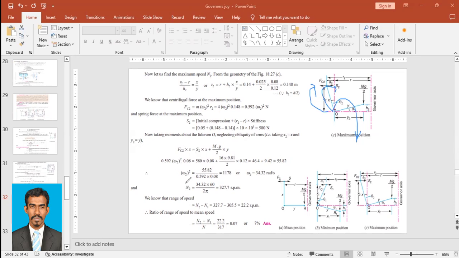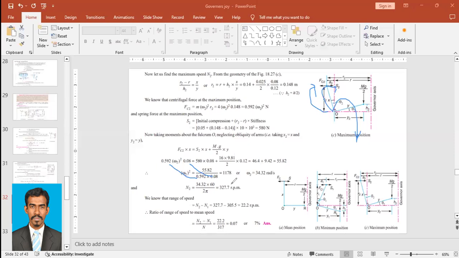Okay. So omega 2 squared is equal to 55.82 upon 0.592 into 0.08. When we solve it, we will have 1178. Omega 2 squared is equal to 1178, and therefore omega 2 is equal to 34.32 radian per second. So if omega is 34.32 radian per second, we can find N2, that is in RPM: 34.32 into 60 by 2 pi, which is equal to 327.7 RPM. So this is N2.